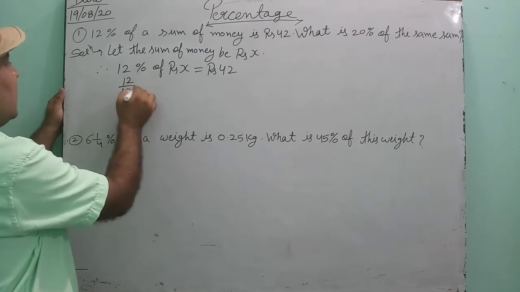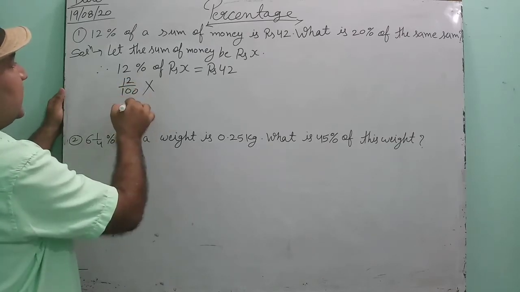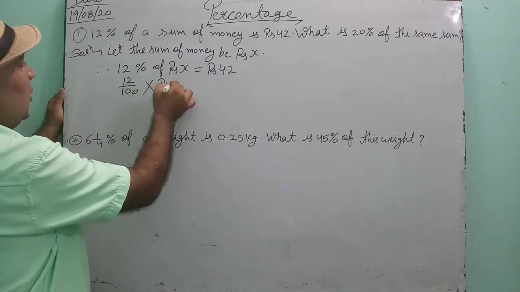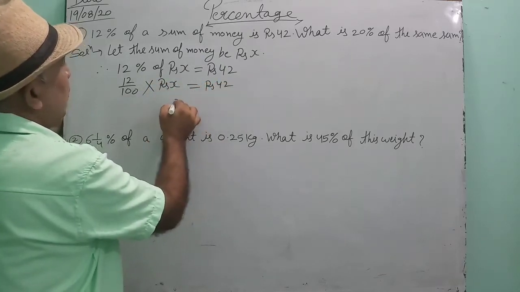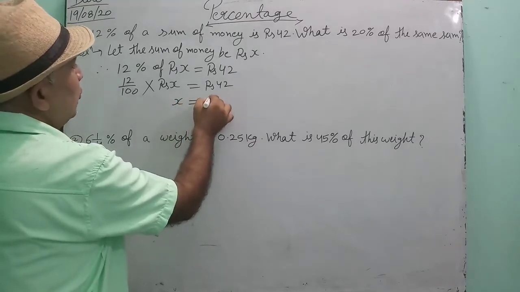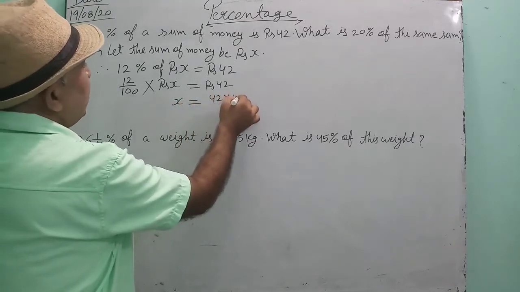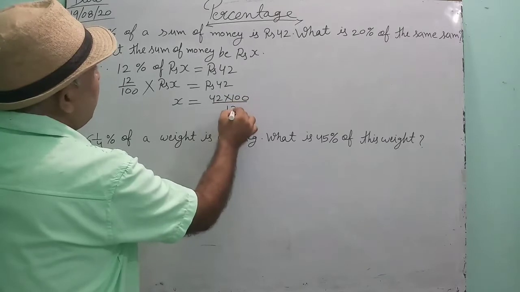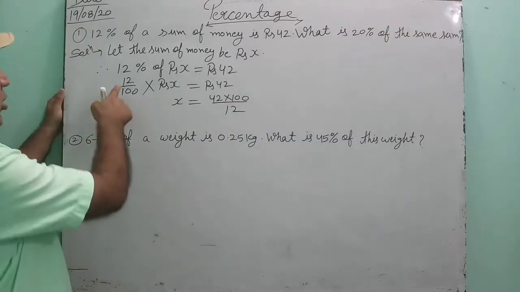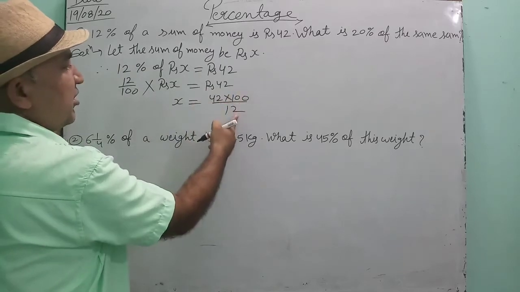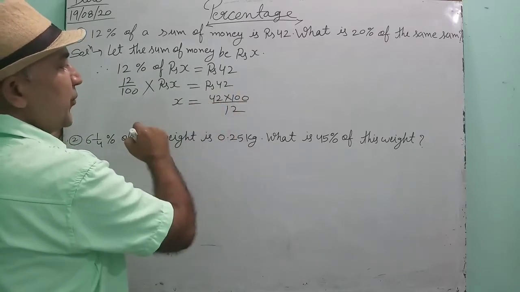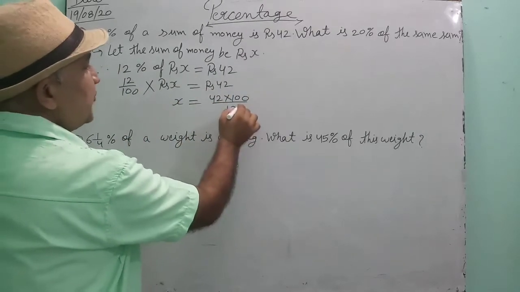12% means 12 upon 100, of means multiply. Rupees X is equal to rupees 42. So X is equal to 42 into 100 upon 12. Is this clear? When 12 upon 100 is transferred to the right hand side, then 100 upon 12 will be multiplied by 42. Now solve it.